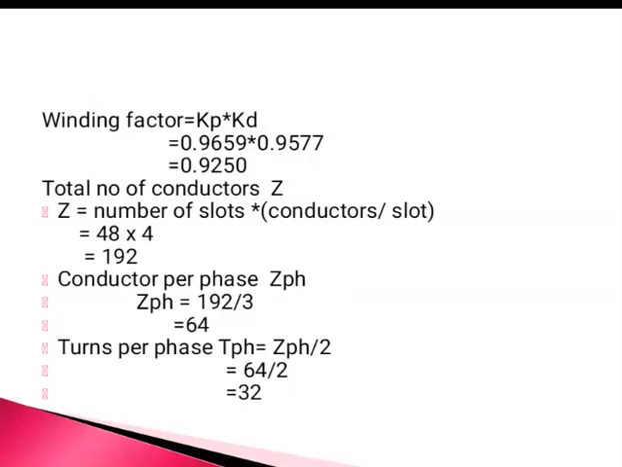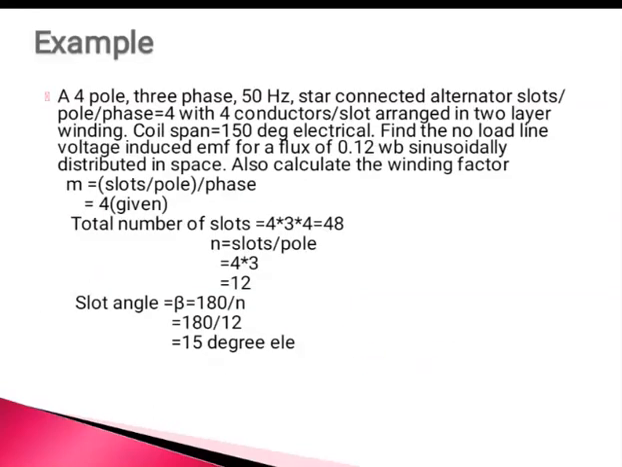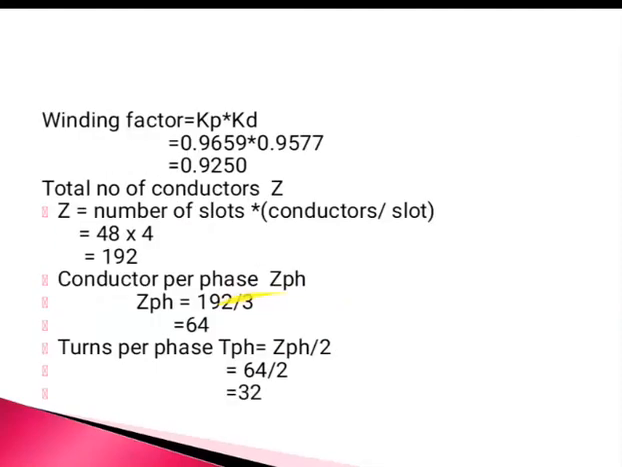So the total number of conductors Z is equal to number of slots into conductors per slot, that is 48 into 4, we get total number of conductors as 192. As we have 3 phases, the number of conductors per phase is 192 divided by 3, that is 64. By using this, we calculate T, that is Z by 2. Z is equal to 2T or T is equal to Z by 2. By using that, we got T is equal to 32.